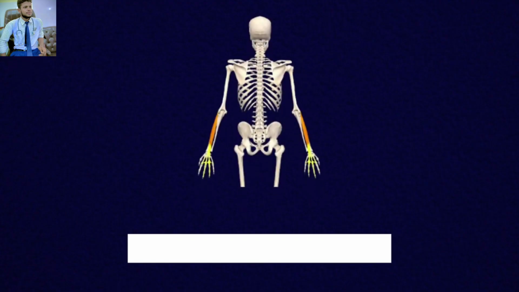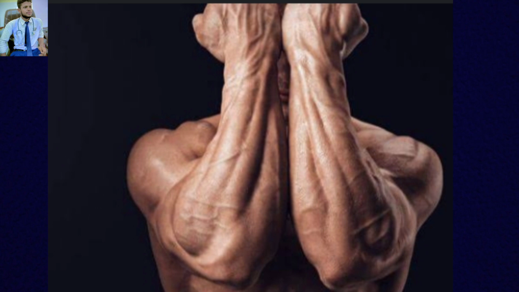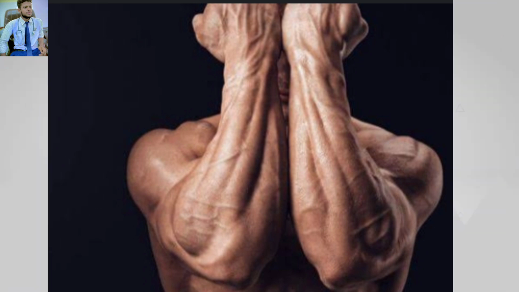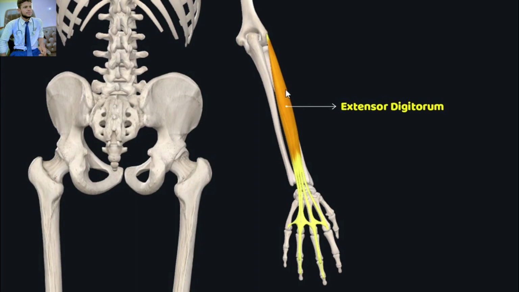Now we will discuss another forearm muscle called the extensor digitorum muscle. The extensor digitorum muscle is an extensor muscle of the forearm. So this extensor digitorum muscle is a long fusiform muscle, and this muscle is one of the superficial muscles of the posterior compartment of the forearm.